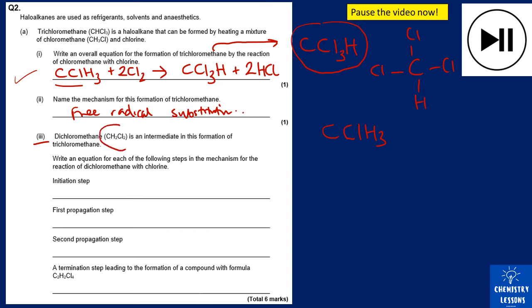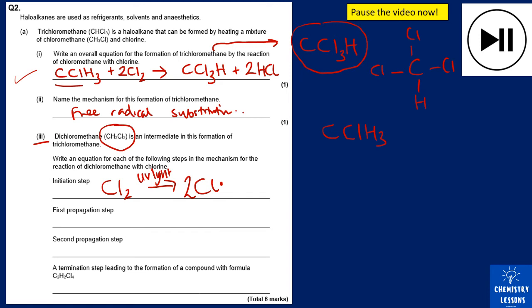So that's an intermediate. Write an equation for each of the following steps in the mechanism for the reaction of dichloromethane with chlorine. Right, now the initiation step is always the production of your free radicals, and the free radicals in this mechanism are going to be chlorine, and we would make that from Cl2, so we would make 2 chlorine free radicals, and I would probably write UV light above here, but again it hasn't asked me to mention conditions, but I know UV light is necessary.